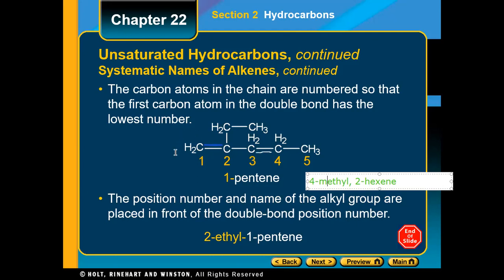So we have this branch here, which is a methyl, and it's located in carbon number 4, because we started counting from here: 1, 2, 3, 4, 5, 6. So we have a methyl in carbon number 4. It is going to be 4-methyl-2-hexene, and this 2 is because of the double bond that is located here. All right, so that's the explanation.